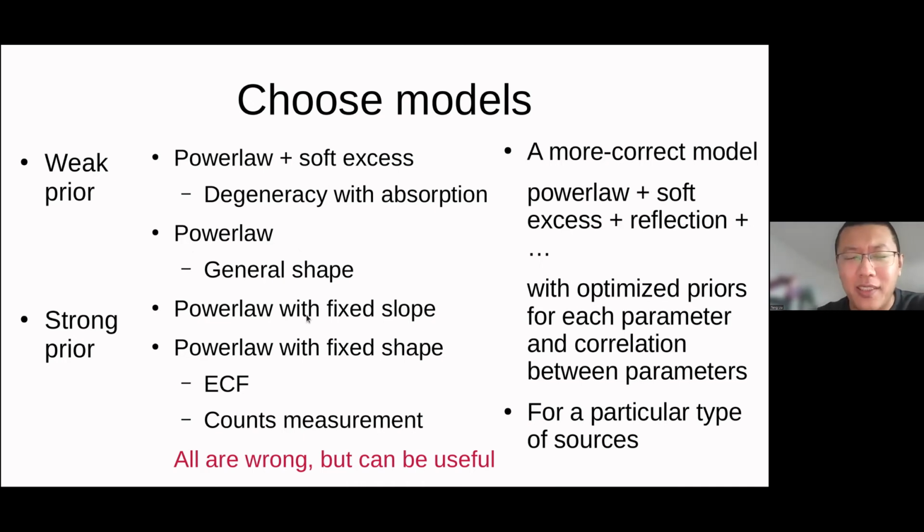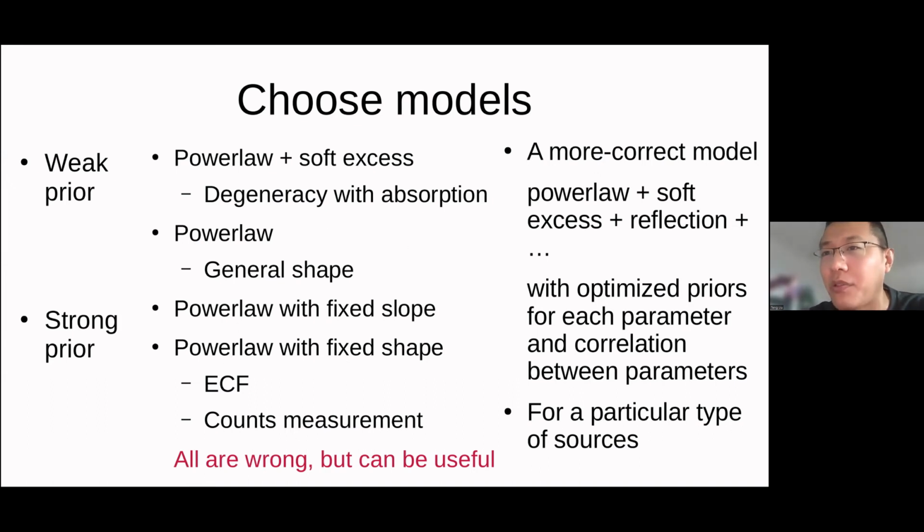We can also use an even simplified version with stronger priors. For example, we can fix the power law slope, leaving the normalization free, and we can even fix all the parameters using a fixed shape spectrum. In this case, it is similar to what we generally do in an X-ray catalog. We assume a power law spectral shape and convert count rate into flux using a value called the energy conversion factor. In such a case, there's no spectral shape information. It's more of a count measurement. Obviously, all these models are wrong, but they can be useful in some cases.